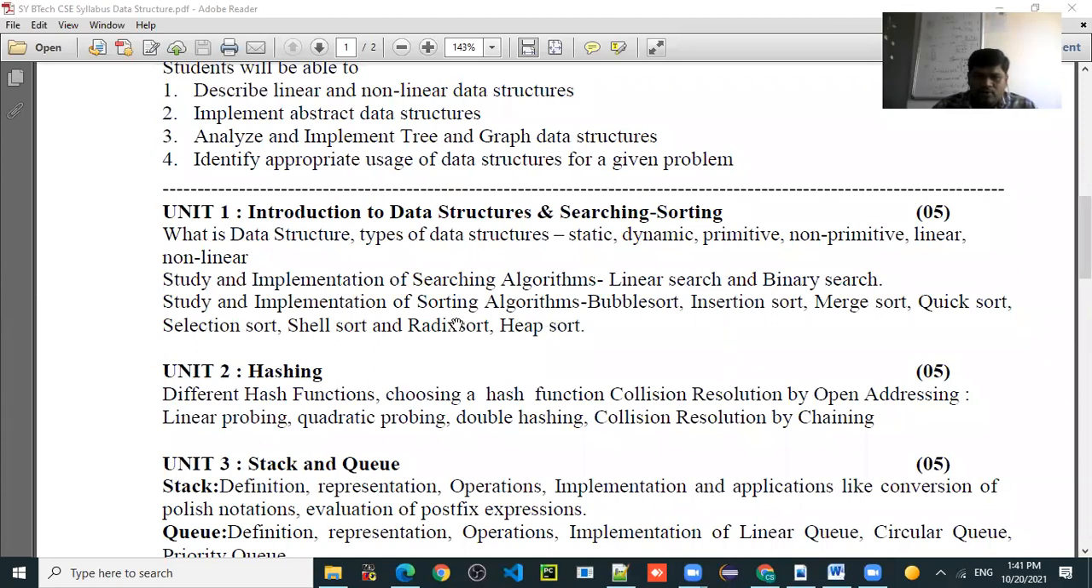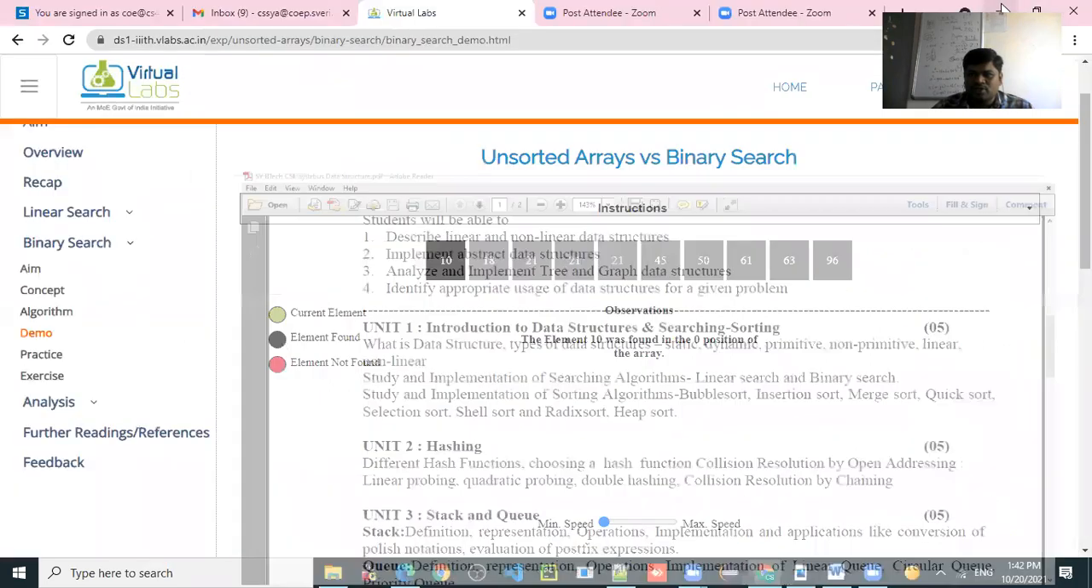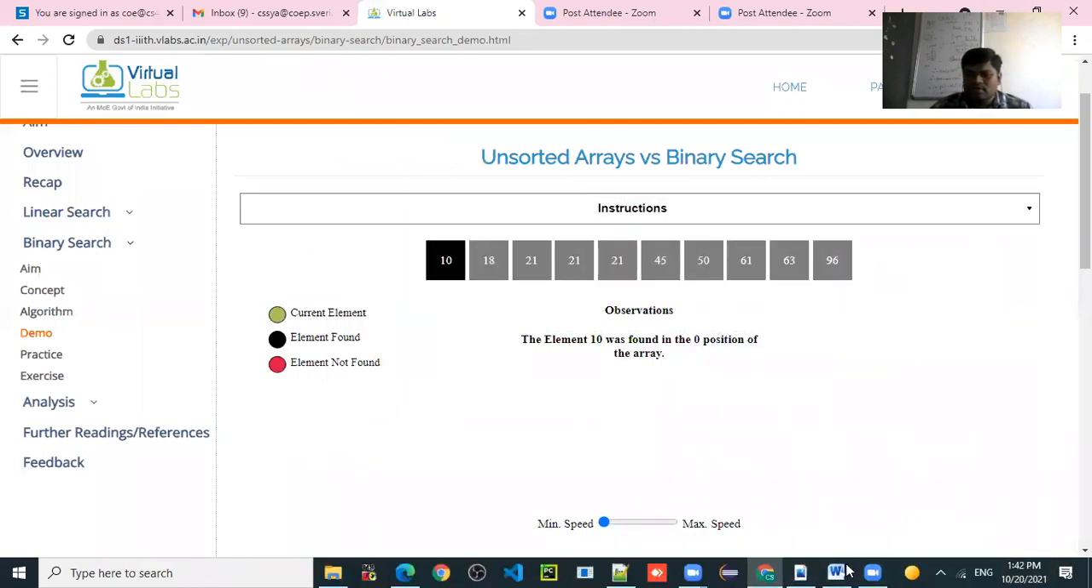Now, for the sorting purpose, we'll discuss the next algorithm, that is the sorting algorithms. In that we'll discuss bubble sort, insertion sort, merge sort, quick sort, selection sort, shell sort, radix sort, and heap sort. All these algorithms we will discuss, and we will also implement them using the C programming language, right? Now to apply the binary search algorithm, first we need to sort the list in either ascending or descending order, right?